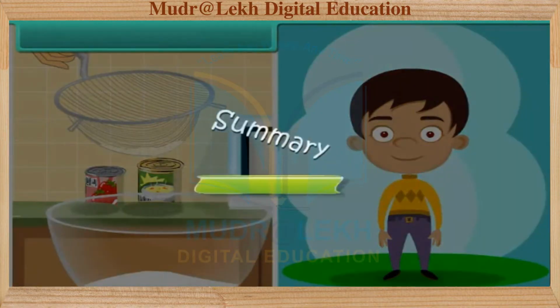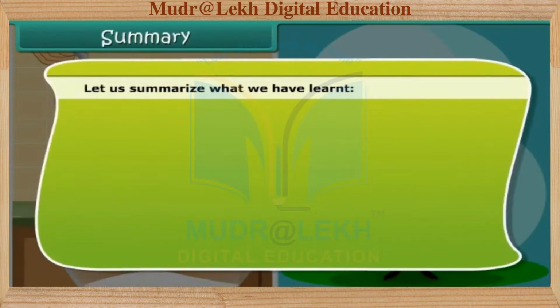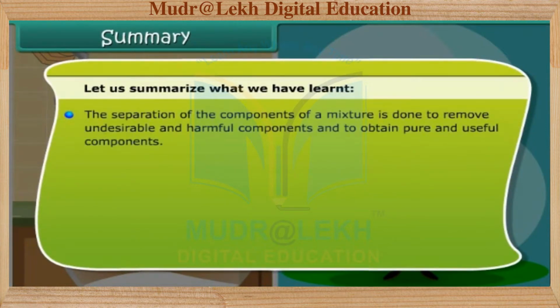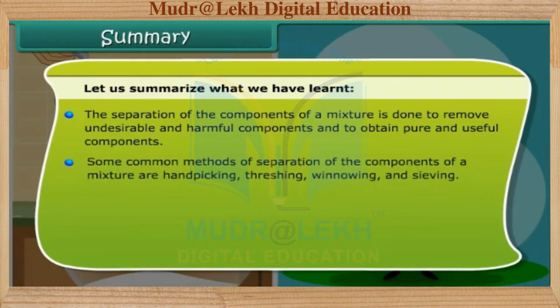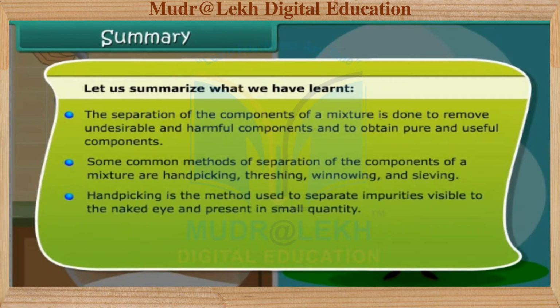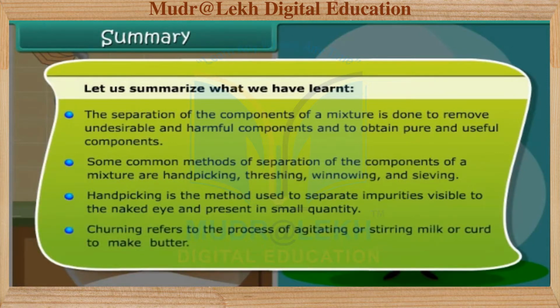Summary. Let us summarize what we have learnt. The separation of the components of a mixture is done to remove undesirable and harmful components and to obtain pure and useful components. Some common methods of separation of the components of a mixture are hand-picking, threshing, winnowing, and sieving. Hand-picking is the method used to separate impurities visible to the naked eye and present in small quantity. Churning refers to the process of agitating or stirring milk or curd to make butter.